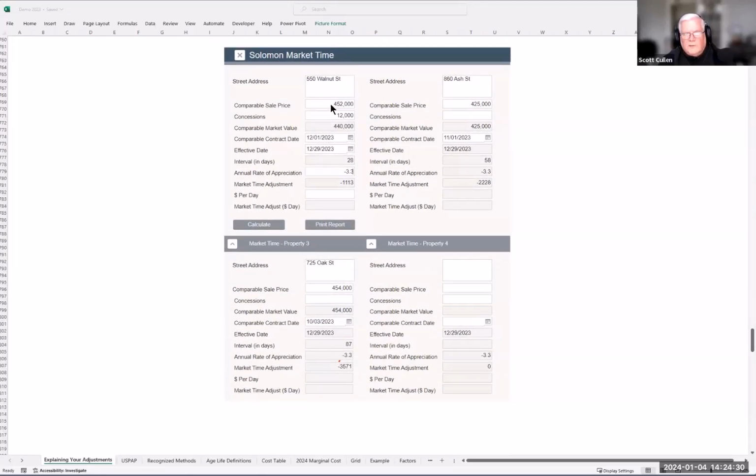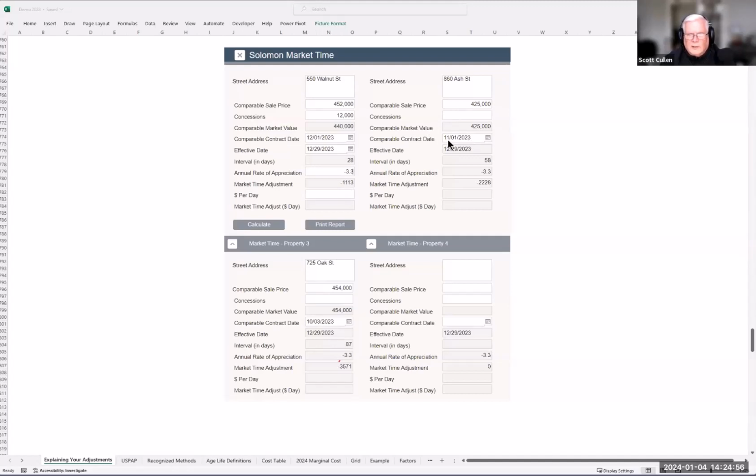Comp 1 is 452 minus the 12 of concessions equals 440. There's the contract date of that comparable and the closed or the effective date of the report. It calculates the interval in days, which is 28 days at 3.3%. It ends up being $1,100. I just round that.